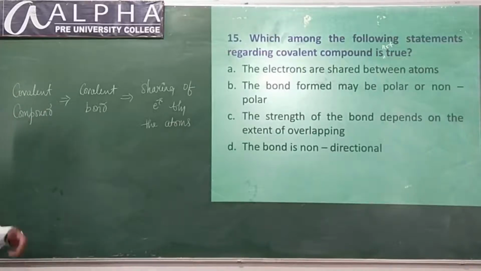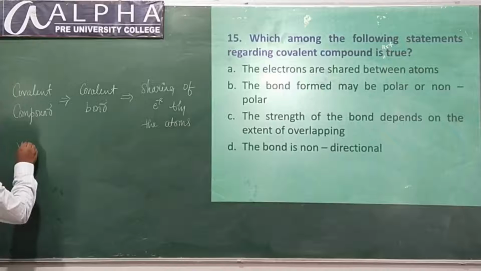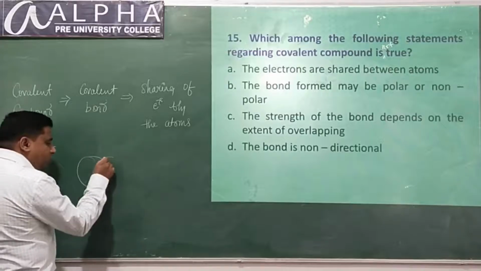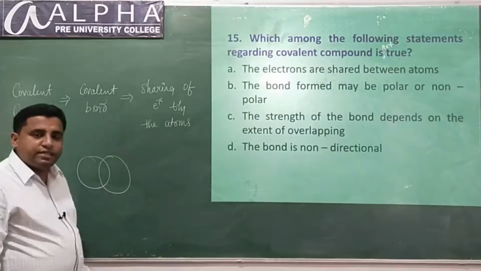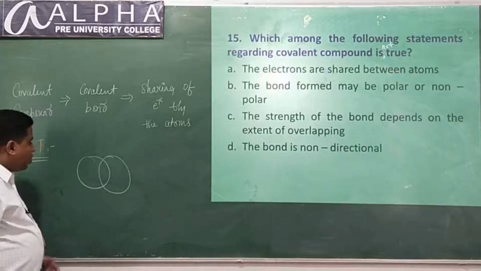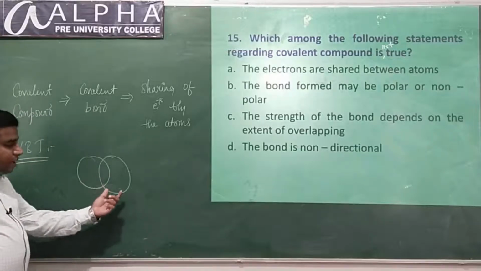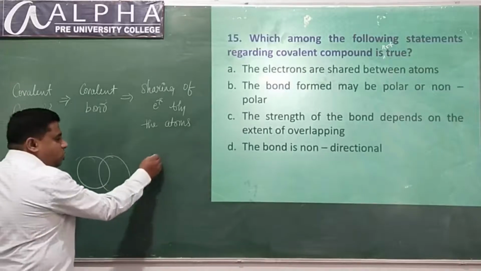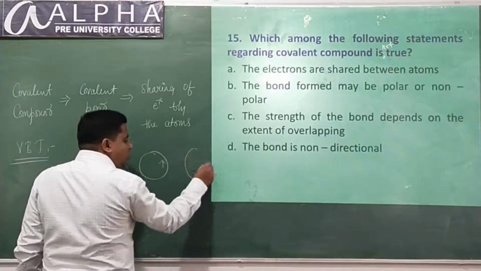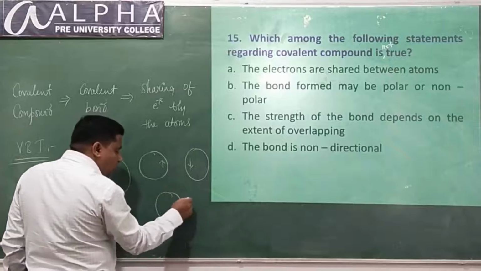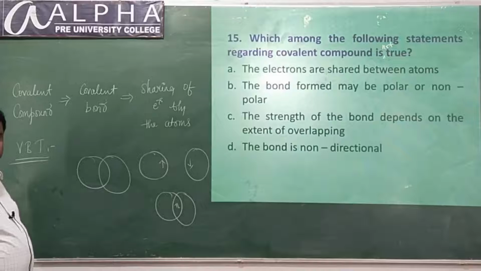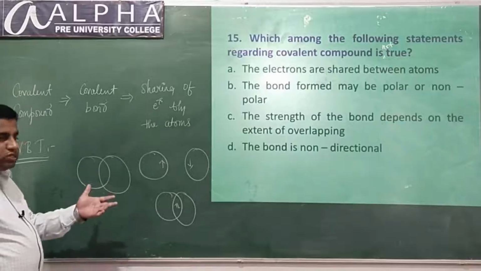I also told you, according to valency bond theory, VBT, a covalent bond is formed by the overlapping of atomic orbitals. Didn't we discuss this? Yes or no? What is the condition for overlapping? The atomic orbitals must have unpaired electrons with opposite spin, and they should come closer so that the extent of overlapping is maximum, isn't it? We discussed so many things here.